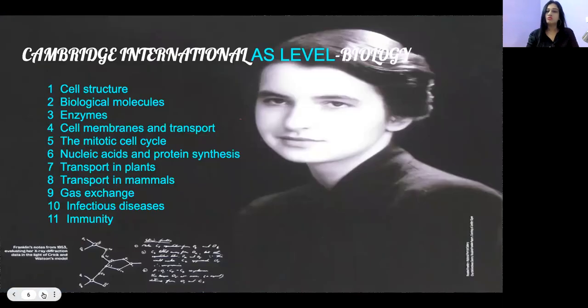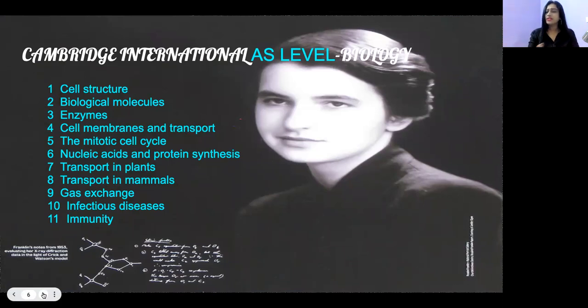Now, let us move on to our Cambridge International AS and A level, which is actually a UK curriculum. It is also divided like our 11th and 12th, what we call AS and A level. Here we have cell structure as the first topic, then biological molecules regarding protein formation and also RNA, DNA, then enzymes, which are important for all metabolisms, then cell membranes and their transport, the mitotic cell cycle, and nucleic acids and protein synthesis.